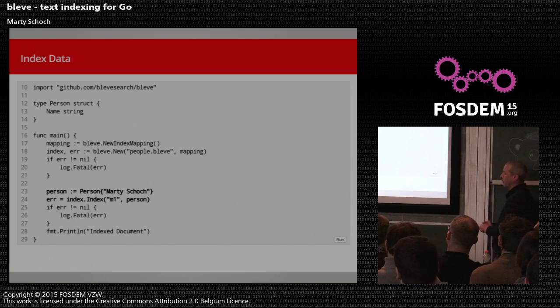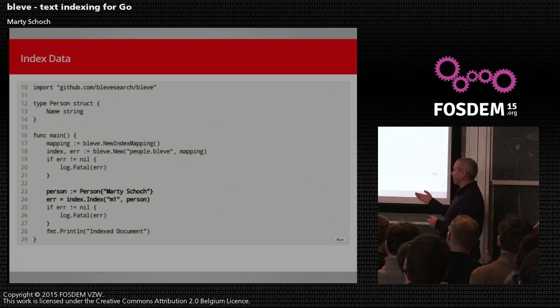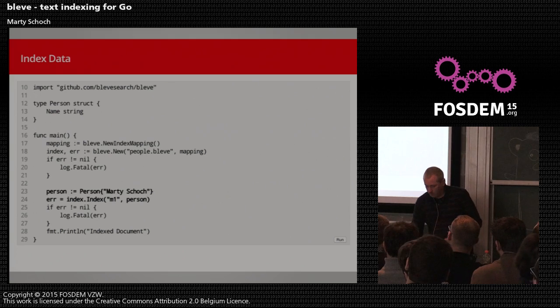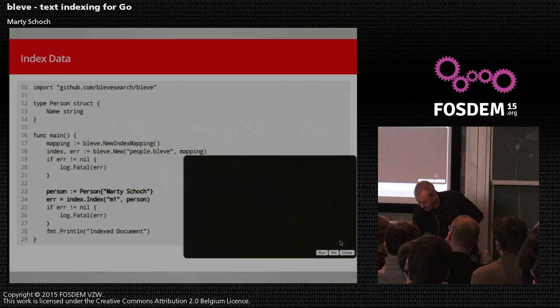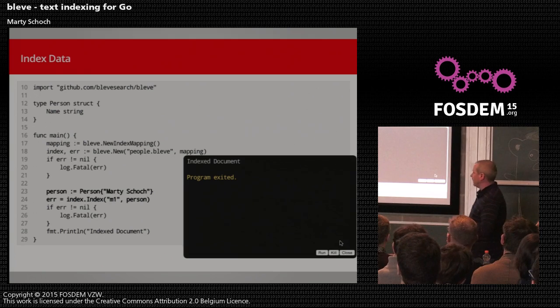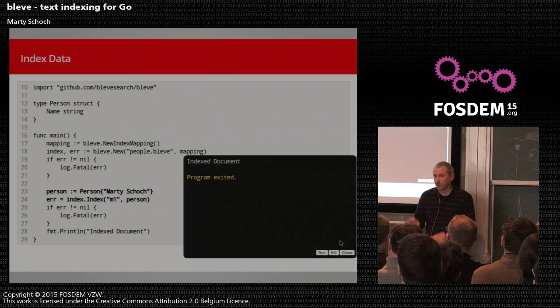Then on line 24, we actually invoke the index method. The first parameter here is a string, which is just a unique identifier for the document you're putting in the index. And the second argument is that instance we just created on line 23. Again, that's going to either succeed or return an error. And we can actually run this one. So we're going to run that, and then again, nothing exciting happens other than it gets to the end and prints out that it indexed the document. So we now have an index with a single document in there.